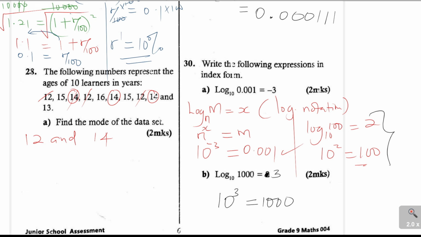So now with these questions solved, you'll be able to write from logarithmic to index notation and vice versa. So 10 to power 3 is equal to 1,000.